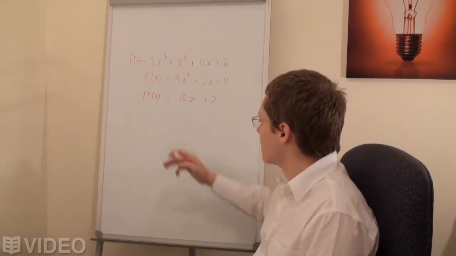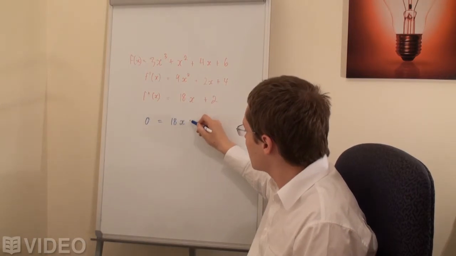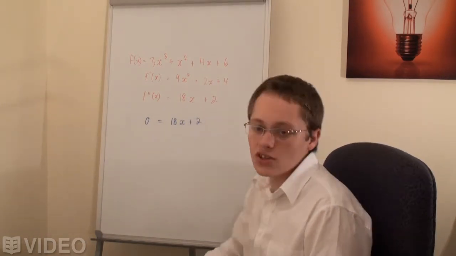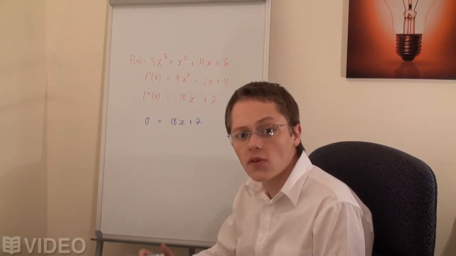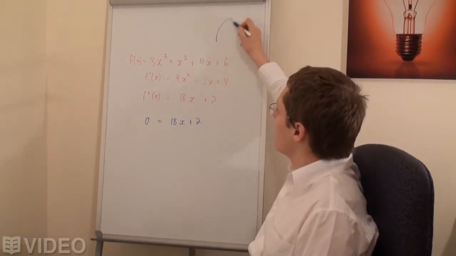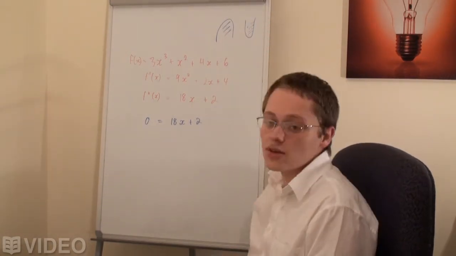So, what this means is 0 equals 18x plus 2. Because when the second derivative is 0, that's that point of inflection, that change from concave to convex. Again, if you need help remembering, concave looks like that, and convex looks like that in terms of a function.